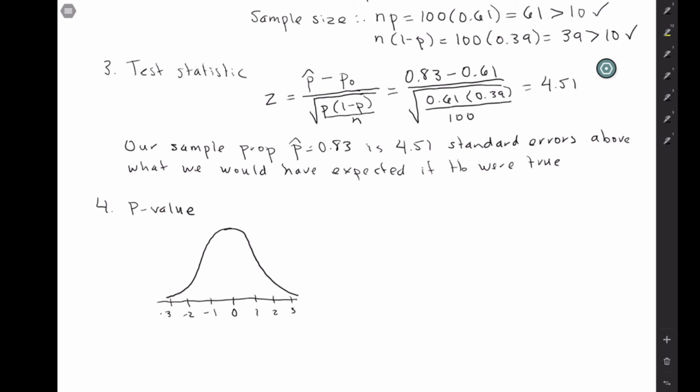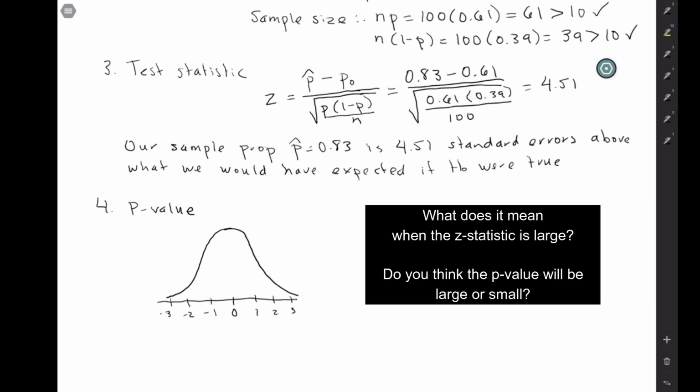So before I do the calculations, I wanted to give you a chance to sort of process what we've done so far and also to make some predictions for what comes next. So pause the video and ask yourself, what does it mean when the z-statistic is large? And do you predict the p-value will be large or small?